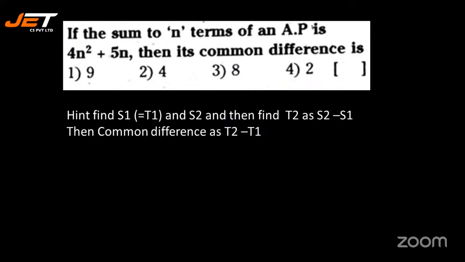See the next question. If the sum to n terms of an AP is 4n squared plus 5n, then its common difference is dash. Okay. So what is the common difference? So S1 and S2. Right? So find T2 as S2 minus S1. Then the common difference is T2 minus T1. Okay. So similar sums we just now did. Right? And you will get your common difference as 8. Okay. All right. See the next question.